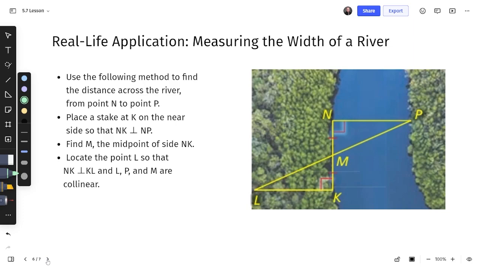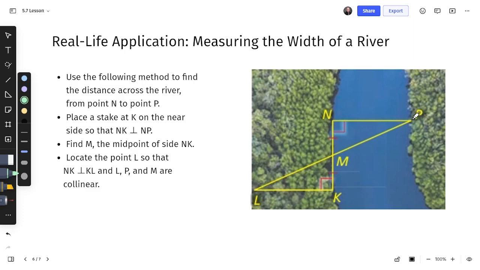We also have a couple of real-life applications. We can actually measure the width of a river without ever crossing it, using the power of congruent triangles. You can use the following method to find the distance across a river without crossing it or using an advanced piece of technology like a laser rangefinder. We want to find the distance from point N to point P. Normally, that would have us crossing the river.